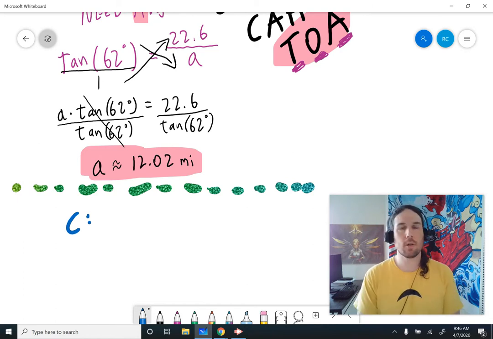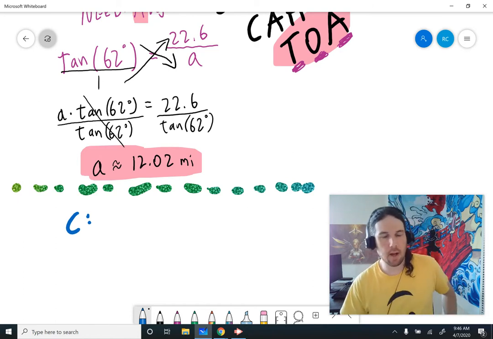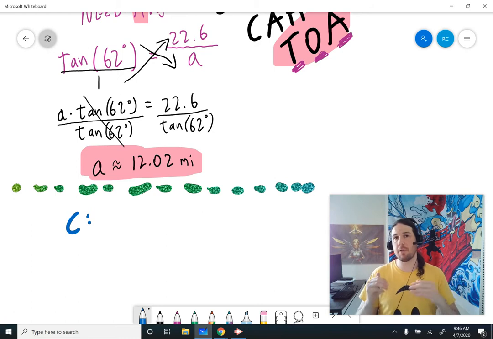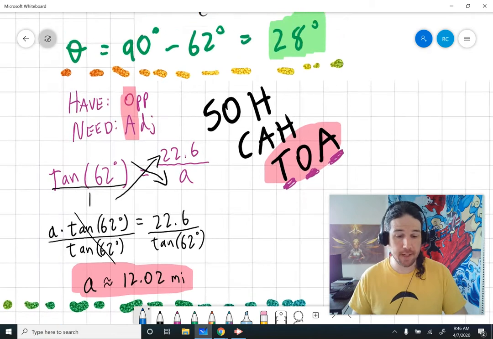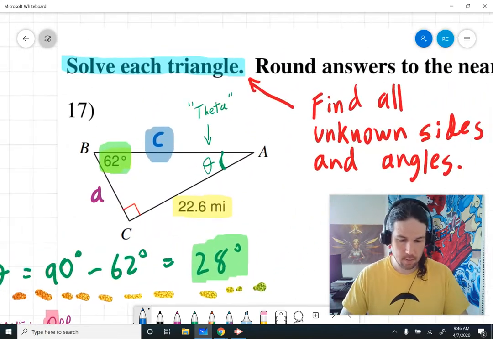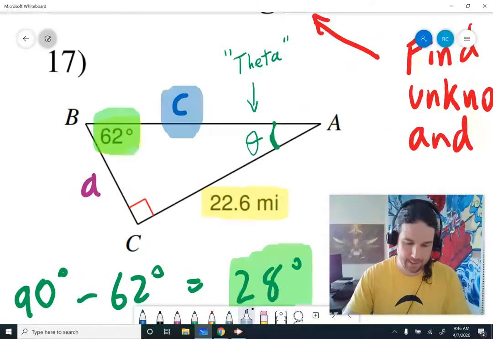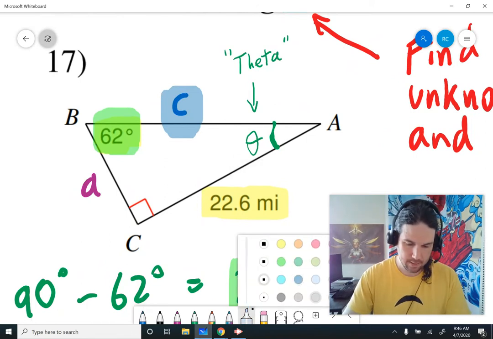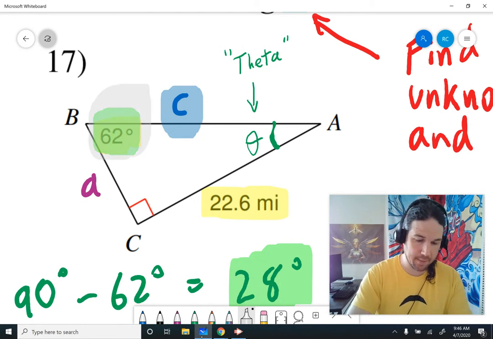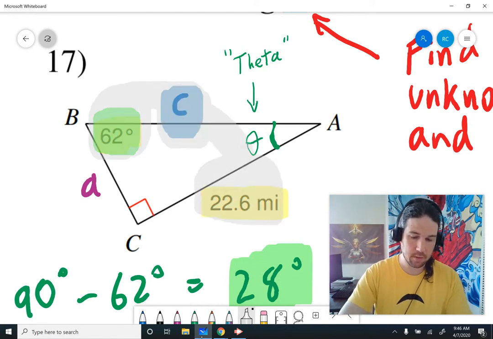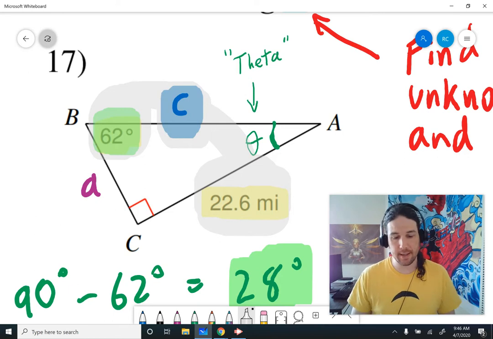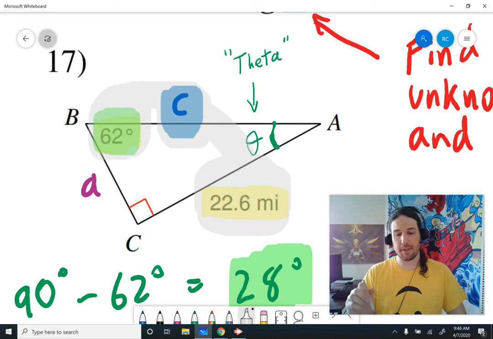So there are a lot of ways that you can do this. The fastest way is not going to be the most accurate, and I'm going to show you both, all right? So we could find C, little c, by looking at 62 degrees again and doing another trig ratio, right? We could say, well, we've got 22.6, which is the opposite leg, and we've got what we're looking for, which is the hypotenuse.